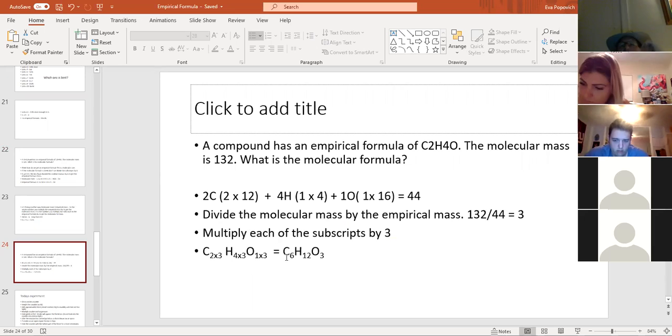So when you are given a molecular weight and an empirical formula, to get the molecular formula, find the empirical formula weight, divide your molecular weight by the empirical formula weight, and that will give you a whole number. You take that whole number and multiply it by the subscripts in the empirical formula, and that gives you your molecular formula. Questions?